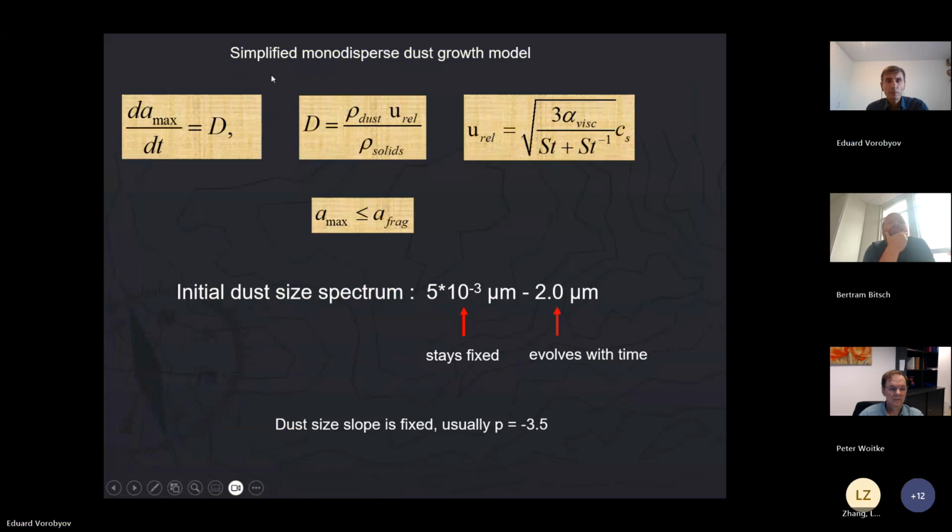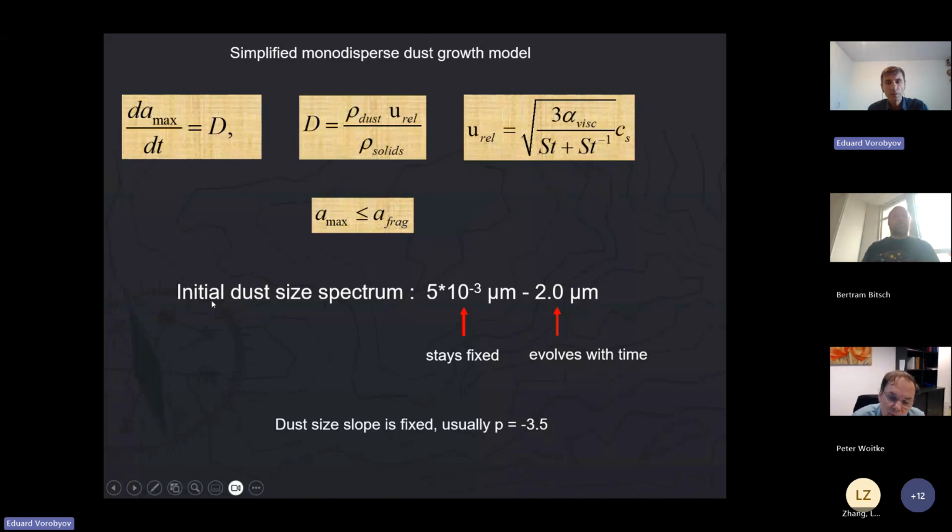Now we use a simplified monodispersed dust growth model motivated by Birnstiel 2012. We solve this equation where a_max is the maximum size of dust grains, and dust growth is due to collisions, and the relative velocity is that of the turbulence. So it's related to alpha, which is a parameter in our model, the Stokes number, and the sound speed. Dust can grow until it reaches the fragmentation barrier, and then the growth is stopped.